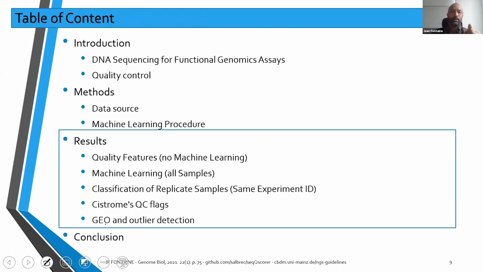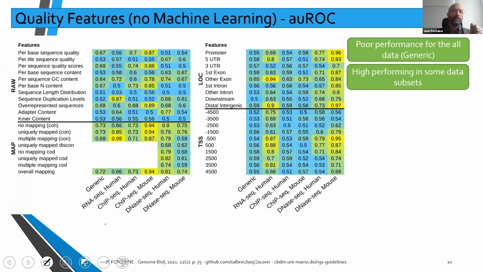So in the results section, I will start first to show you what you can achieve without any machine learning, and then we will detail machine learning. So these are the results of each feature listed here in these 2 tables. This number is an area under ROC curve using the values of these features to classify the quality of each file. And so this number at 0.5 is telling you it's random classification, it's not working. And at 1, it's working perfectly.